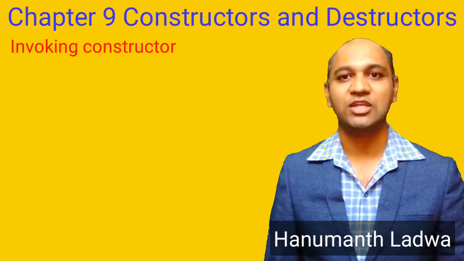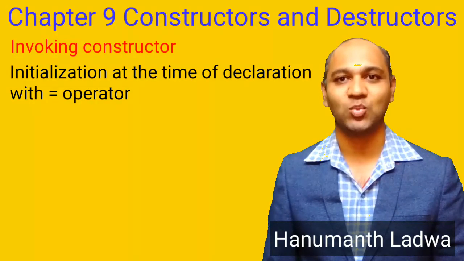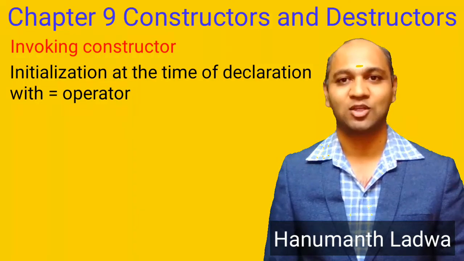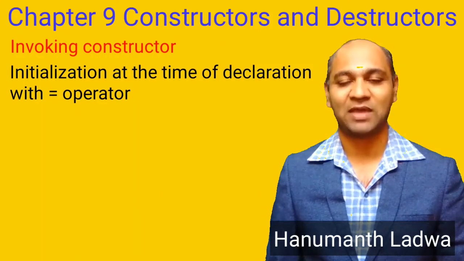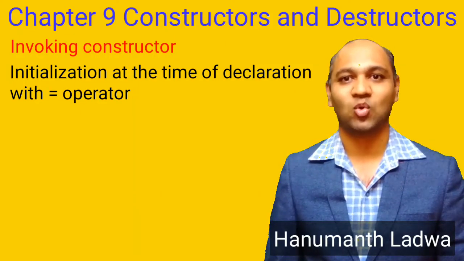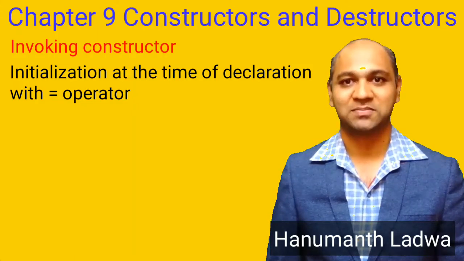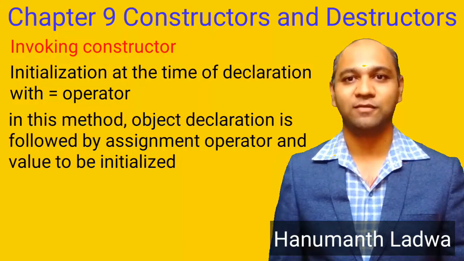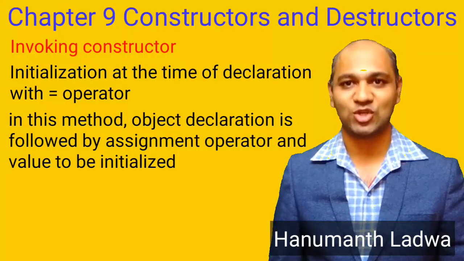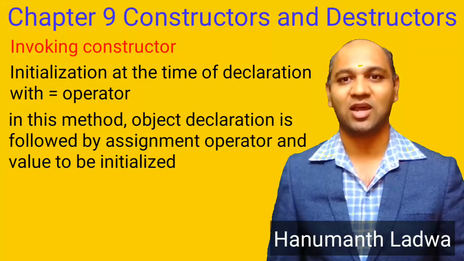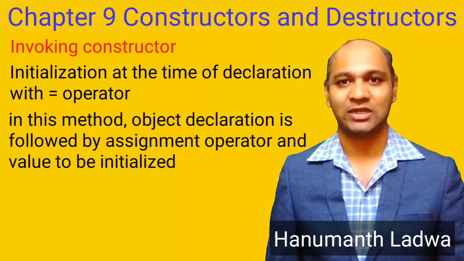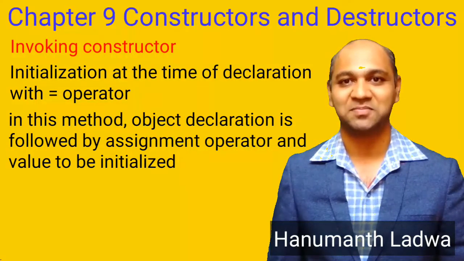Now we'll study initialization at the time of declaration with the assignment operator. This method is used only when the constructor uses only one argument. In this method, the declaration of an object is followed by the assignment operator and the value to be initialized. And let us now take a programming example. For that, I will take you to my laptop screen.